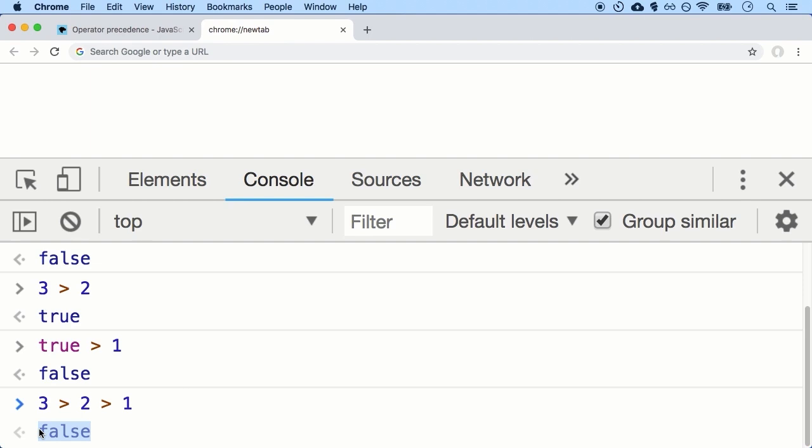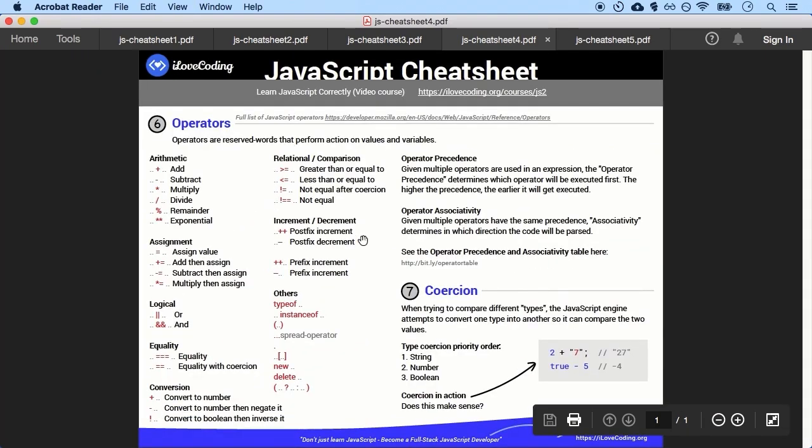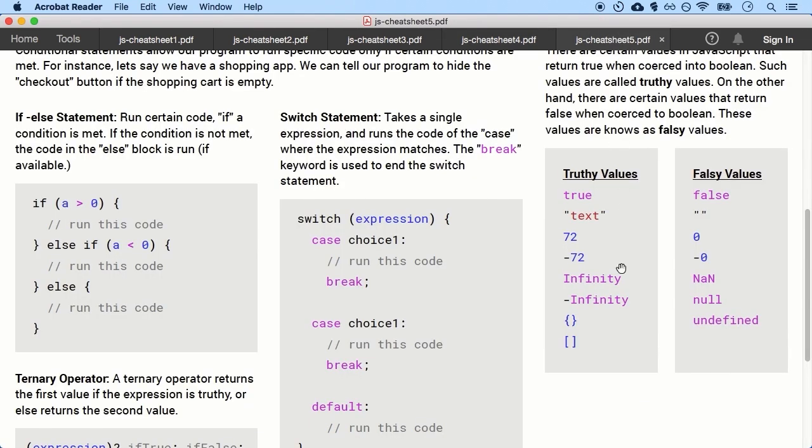That's an extremely important concept. We took it very slow. We learned about coercion. We learned about all of these operators slowly. We talked about precedence. We talked about associativity. And when we combine all of these concepts, we actually learned about truthy and falsy values.